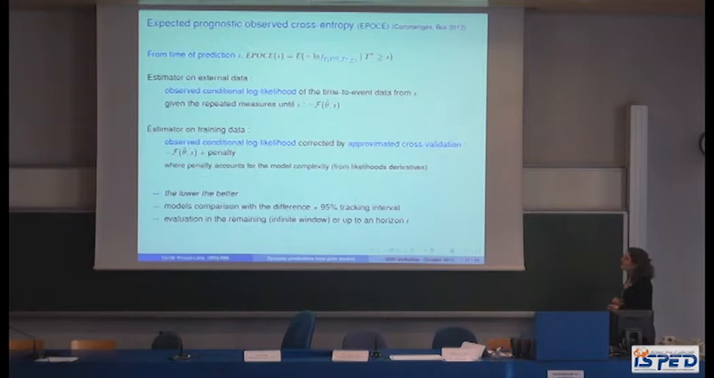And we can compare the predictive accuracy of those models by computing the difference in this and having a 95% confidence interval. This kind of measure was developed to evaluate the predictiveness in the remaining infinite window of time to event. But you can also censor the information after a certain time to focus on a certain horizon of prediction, let's say at a horizon t.